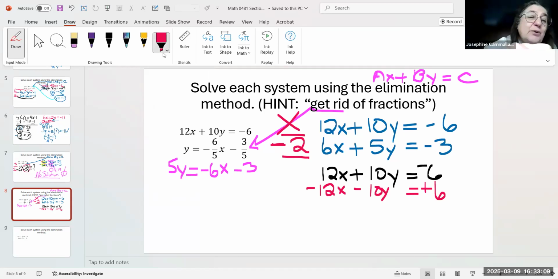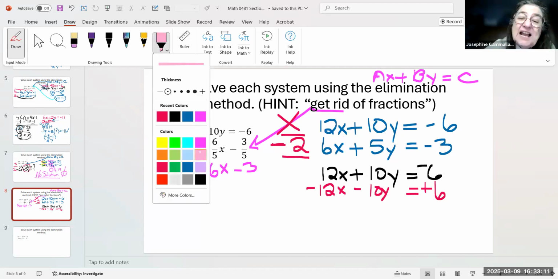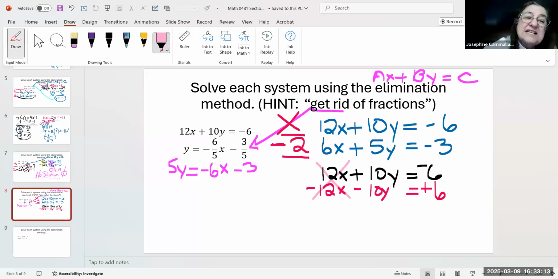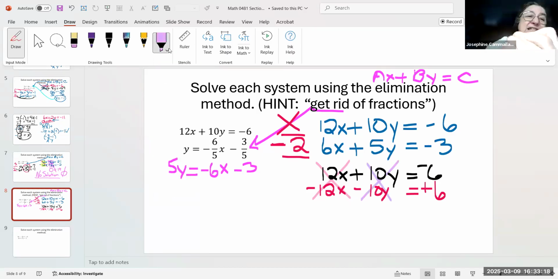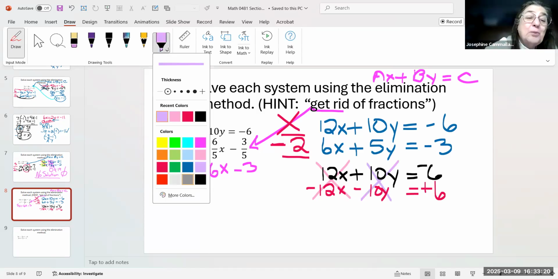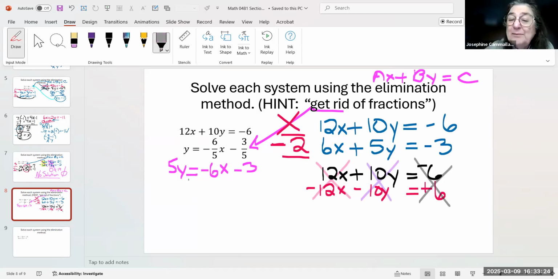Now, this is where you have to remember, this column eliminates. This column eliminates. But what we're also seeing is this column eliminates. This is 0 equal to 0. Now, this is infinite or many solutions.